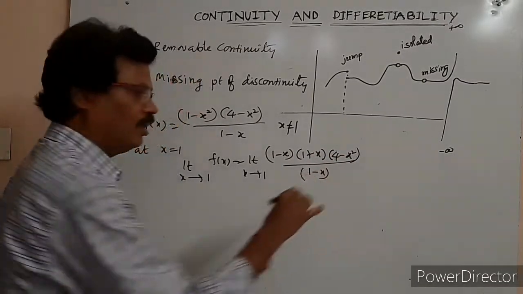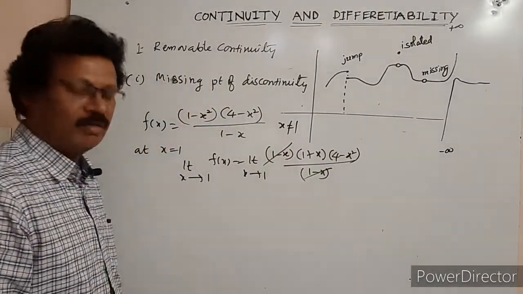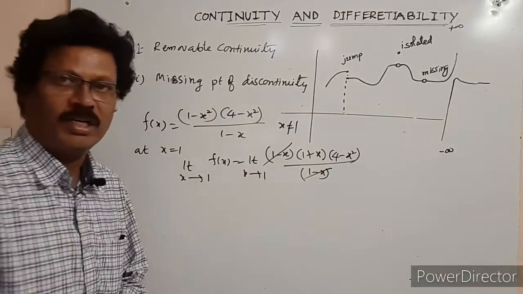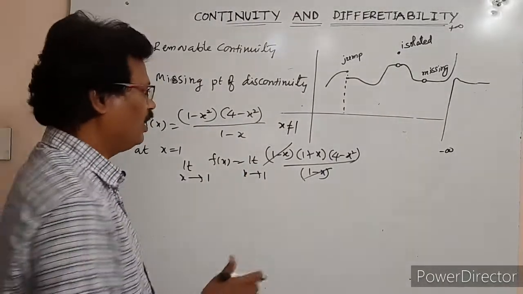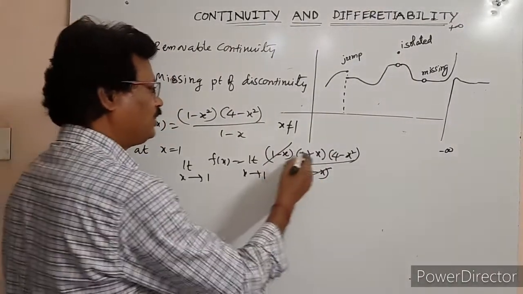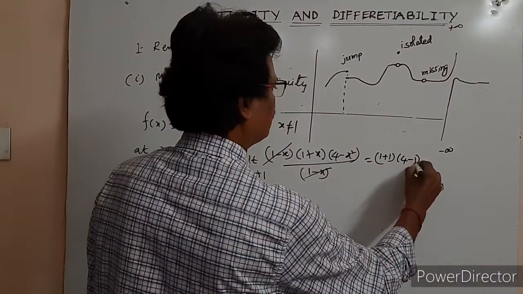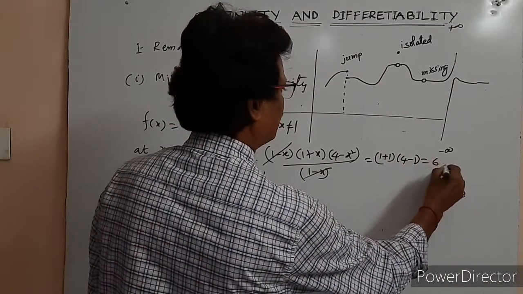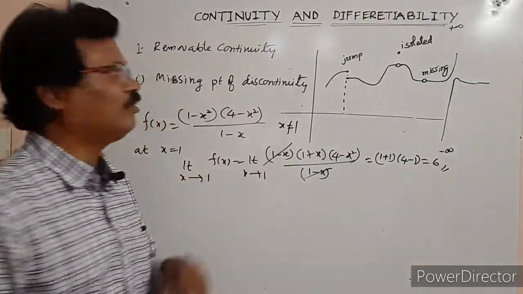Now here 1 minus x will be cancelled. Why? Because x tends to 1, which means x is not exactly 1. That's why we can cancel 1 minus x. Put x equal to 1 in this: 1 plus 1 into 4 minus 1, that is 6 we got. Now this limit exists at x equal to 1.